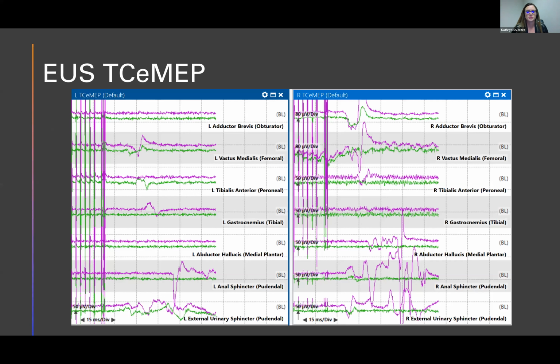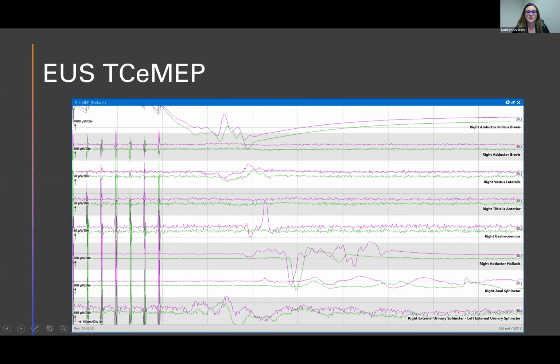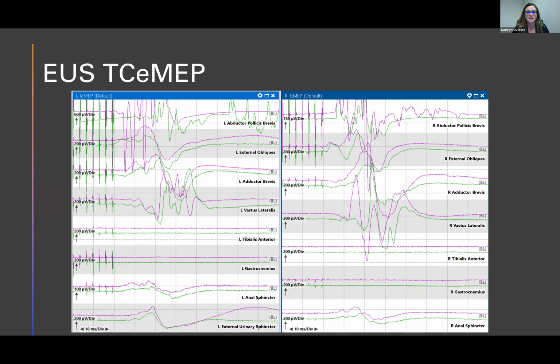So I've got some different pictures that show you the different morphologies that you might see in patients of the urinary sphincter and the anal sphincter in surgery. One of the other questions that came up was, what's the approximate latency? I would say on average, it's going to come in before 30 milliseconds. Again, this can really vary from patient to patient, but you can see from these pictures, it is typically going to be coming in very close in line with the anal sphincter.